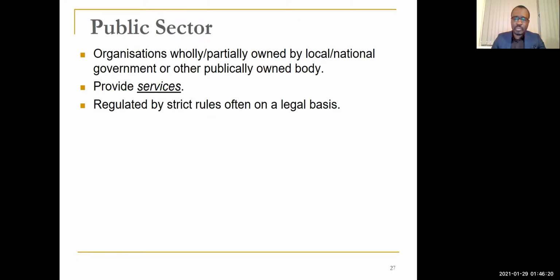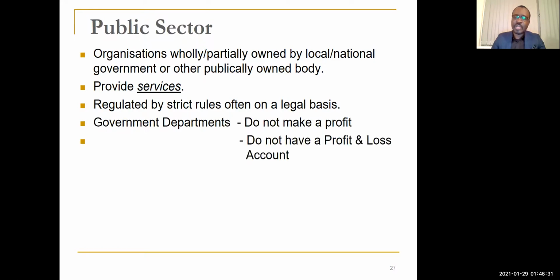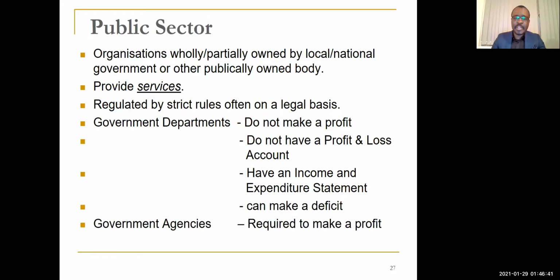We know them: water services, cleaning services, janitorial services. They are regulated by strict rules, often on a legal basis. Government departments, like the name sounds, they are not in to make profits. They do not prepare profit and loss accounts. You normally see them preparing income and expenditure. So they will rather report a deficit or a surplus, right? So they are not required to make profits, but they need to at least get some income to survive.